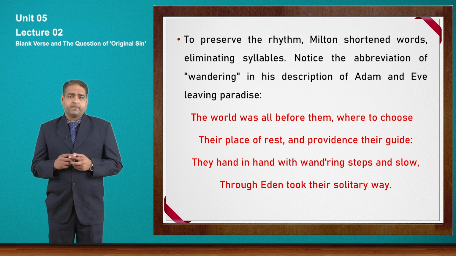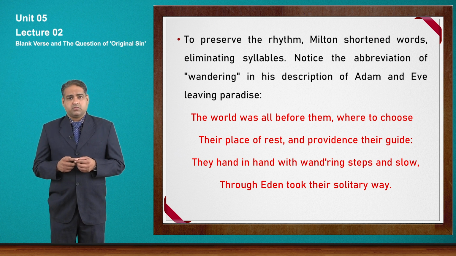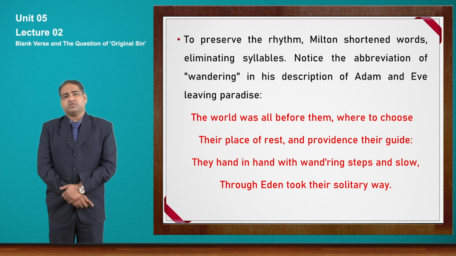We can see here that there is no exact rhyme which is created, but there is rhythm of the words. Whether he has shortened the word wandering, or whether the choice of words is used in the lines, it suggests that Milton is trying to create blank verse, a rhythmic pattern in these lines.